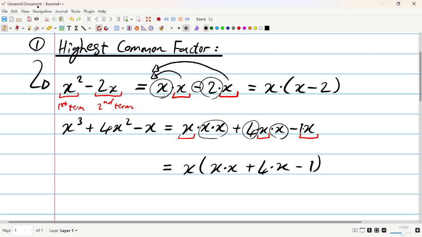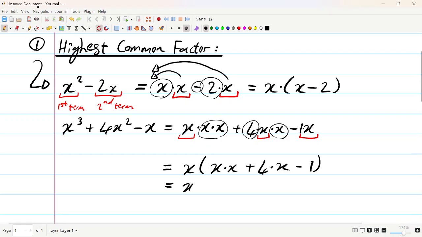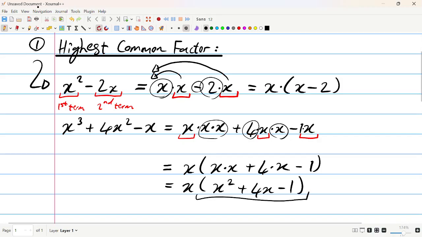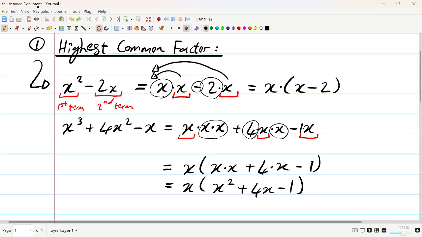And notice if we were to simplify this, it will be x goes into x times x, which is x squared, plus 4x minus 1. And obviously for this one, we can't factorize it normally, but we can use the quadratic formula, which I'm not going to go into yet. Okay, so that would be highest common factors. Let's get straight into the next one.